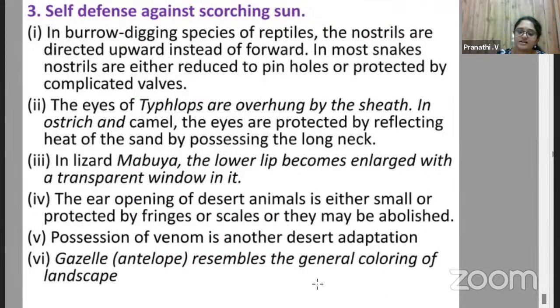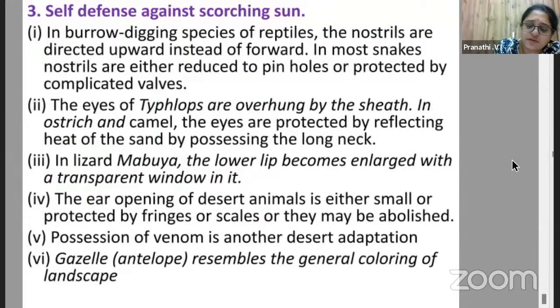And the gazelle resembles the general coloring of the landscape, that is, it has a certain amount of camouflage. So this is all about the desert adaptations that you can see: coloration, behavior. And then because of the sand and the dust and air, nostrils are protected by valves, scales, fringes, eyelids, all of these.